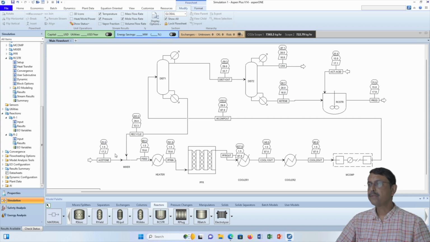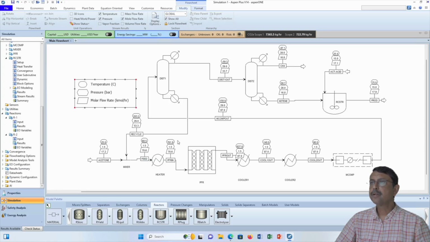So the pressures are also given as it has been set, like 1.5, 1.5 up to this point, and then the compressor is lifting it up to 29 bar, and then here also 29 bar is maintained, and then this is coming at 28 bar, and here it is 15 bar. So the CSTR is operating at 15 bar, and the molar flow rates are also given. So actually, if you put it over here, you can check how the things work.